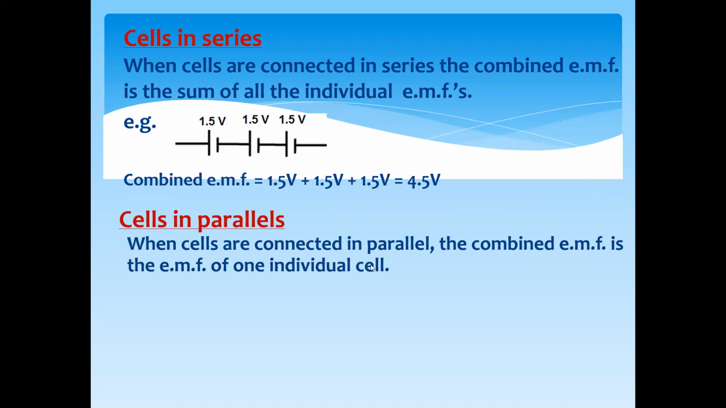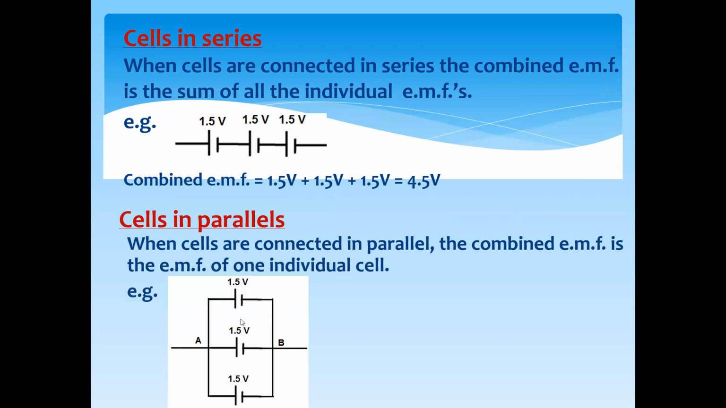But when cells are connected in parallel, the combined EMF is the EMF of one individual cell. So for example, three 1.5 volt cells are connected. So the total EMF which they will supply, or the potential difference between the two terminals A and B, will be 1.5 only. The advantage of connecting them in parallel is that it will last for a longer period of time as compared to when they are connected in series.